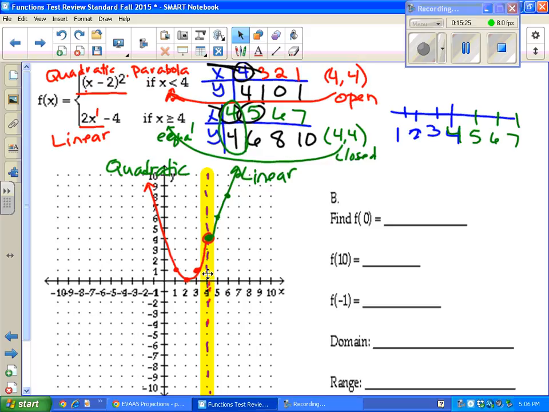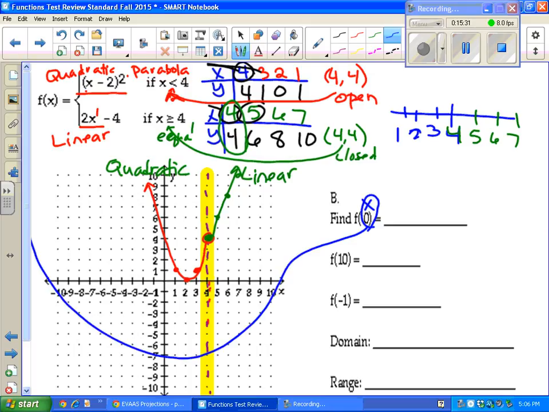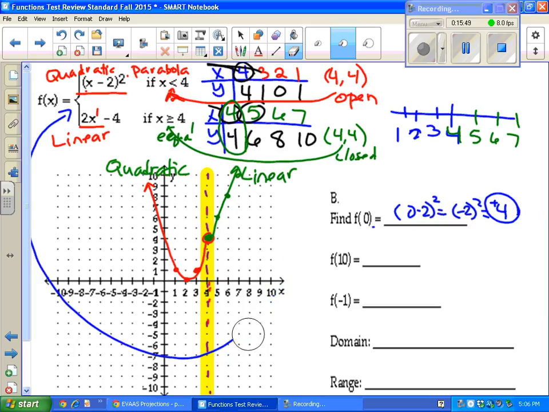Find f of 0. If x is my 0, I'm going to come up here and I'm going to make a decision. x is a number, 0 is a number less than 4, so I'm going to use the first piece. So it's going to be (0 minus 2) squared, which is negative 2 squared. Now that's going to be negative times negative, which is positive 4. Make sure that when you substitute in, you use parentheses and you won't mess up.